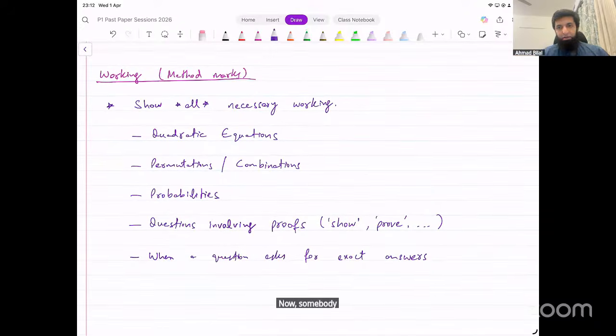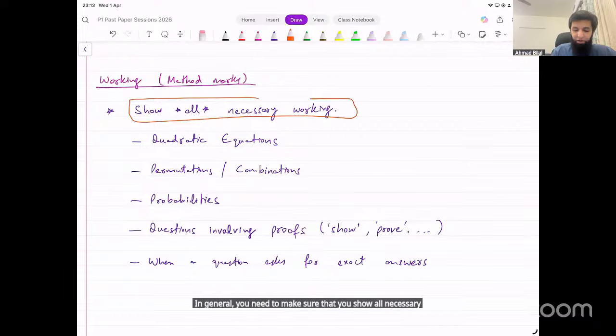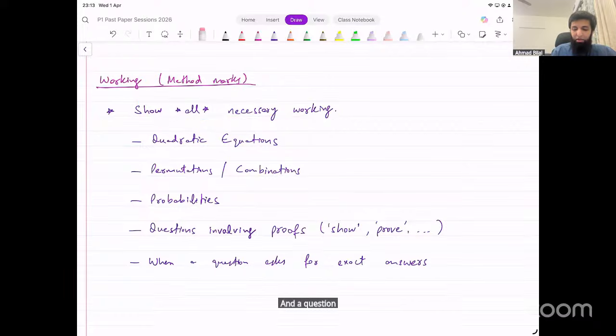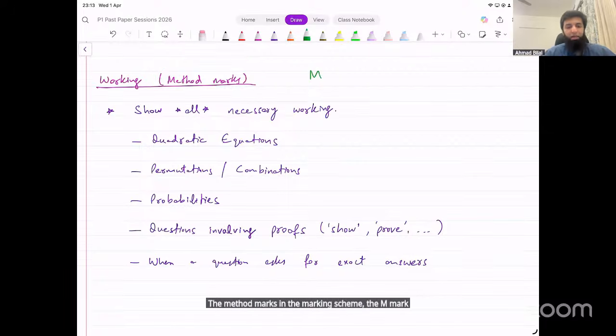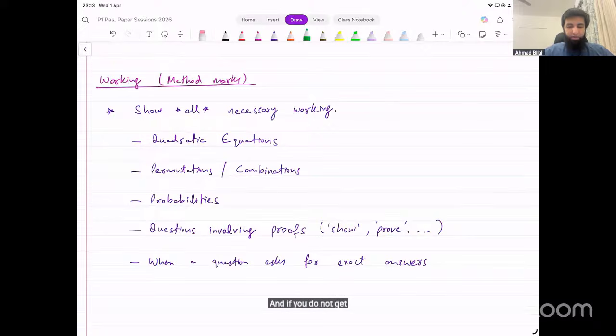Now, somebody just said in the chat as well, what about working? How much working do we need to show for a quadratic equation, for instance? In general, you need to make sure that you show all necessary working in a question. The method marks in the marking scheme, the M marks, you will only get them if you have shown the working.